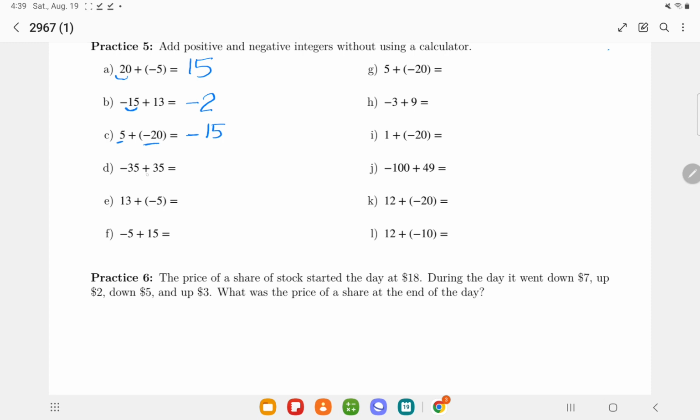-35 plus 35. We have 35 minuses and 35 pluses. Each plus with 1 minus is a 0 pair, so we have 35 zero pairs. They add up to 0. Now pause the video and complete practice 5 and check your answers.